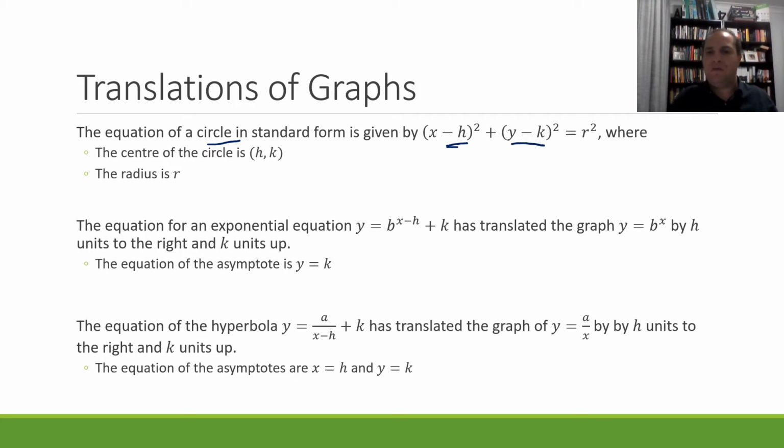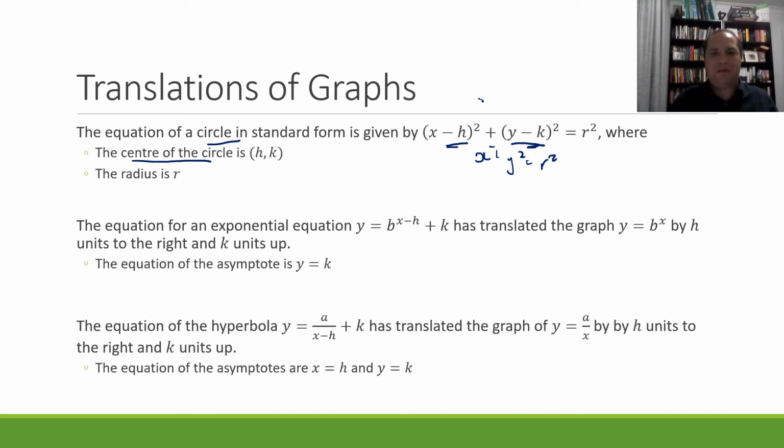Now for our circle, the k value changes sign as well because it's in brackets. It's not a constant on its own. It's in here with some brackets. So that k value changes sign too. Now, h and k in this situation are the coordinates of the center of the circle. So previously, when we had x squared plus y squared equals r squared, our center was at (0, 0). Now our center is at (h, k), and our radius is still r.